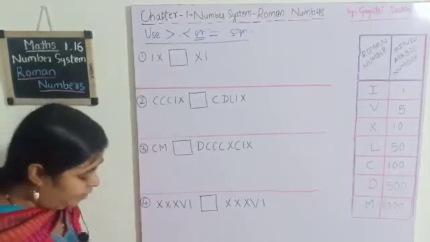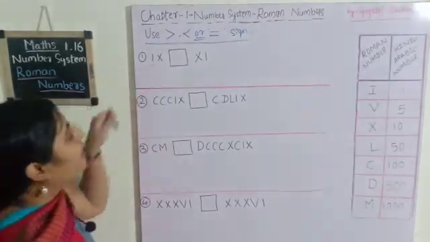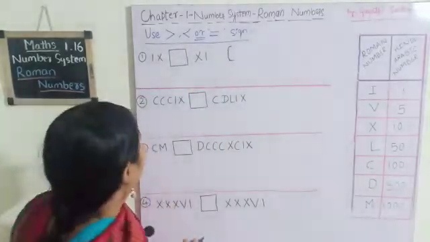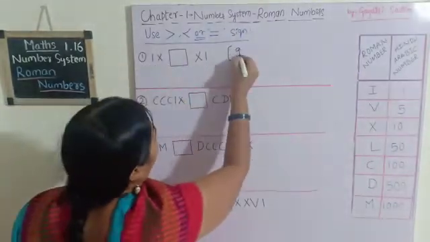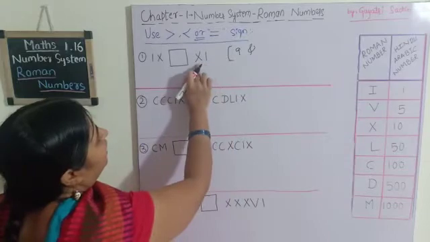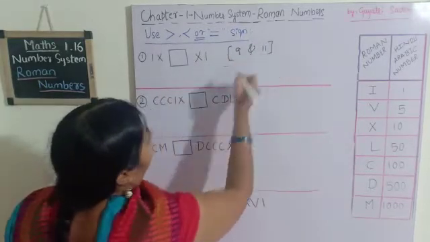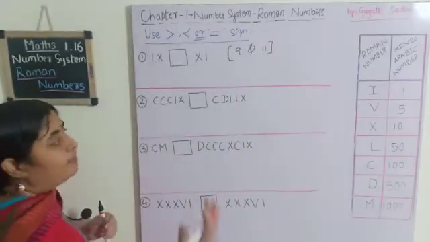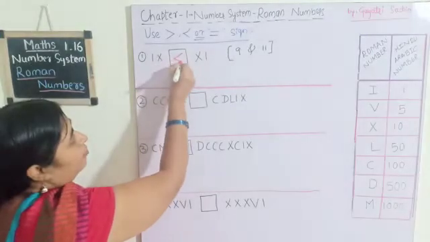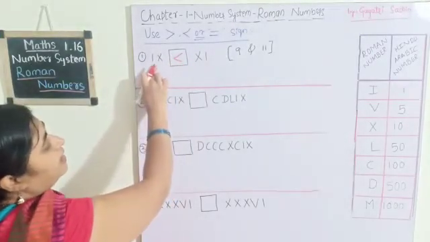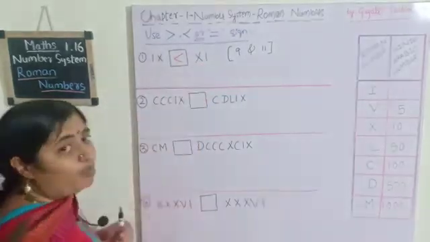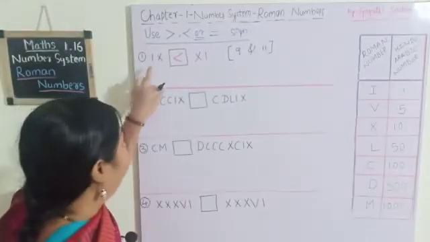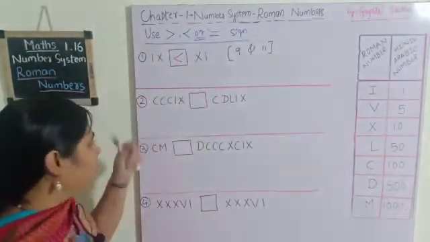Now let's see what numbers they have given. This is IX, and for our understanding I am writing in Hindu Arabic numbers. IX is 9, and XI is 10 plus 1, which is 11. What is the bigger number here? 11 is the bigger number. At what side should the mouth open? This side. Means 9 is less than 11, obviously. So we have used the smaller than sign here. Let's move to the next example.